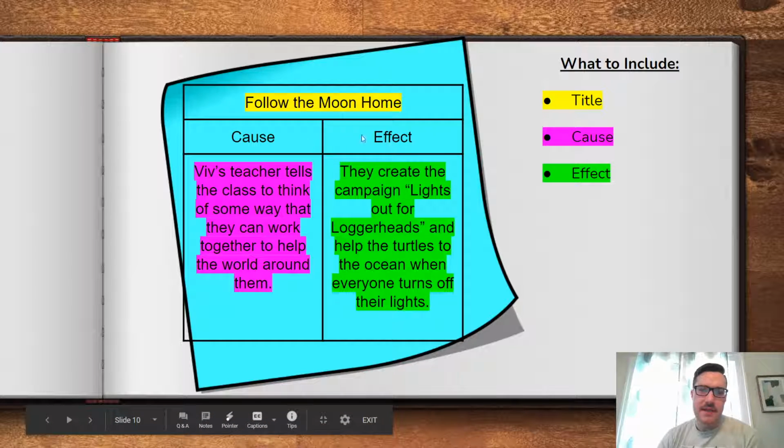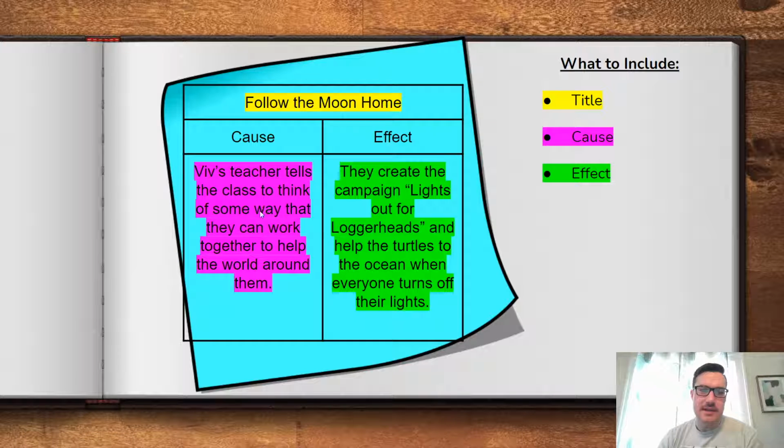So I wrote cause on the left and effect on the right. Viv's teacher tells the class to think of some way that they can work together to help the world around them. So this is what happens. Now, my effect is what happens because this happened. Because her teacher told her to do this, the effect is they create the campaign Lights Out for Loggerheads and help the turtles to the ocean when everyone turns their lights off. Now, I could have said a couple more effects, like they go to town hall, they pass out flyers, they have to come up with new ideas, but I just wanted to include one cause and one effect.